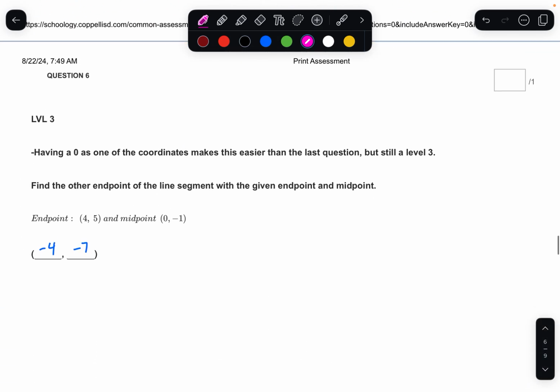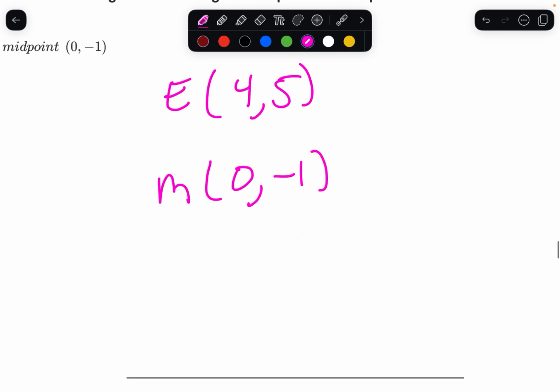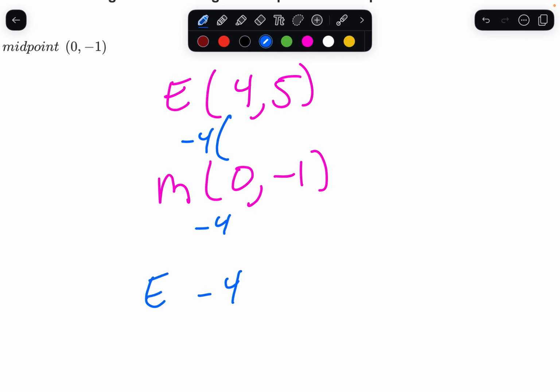All right, number 6, it says it's a level 3. Having a 0 as one of the coordinates makes this easier than the last question. It's the exact same scenario. So I'm going to do it much quicker, but it's the same strategy. You have an endpoint chilling at 4, 5. You have a midpoint chilling at 0, -1. You want to know how you move from 4 to 0. You go backwards 4, so you need to go backwards another 4. So it's going to be 0 minus 4 is -4.